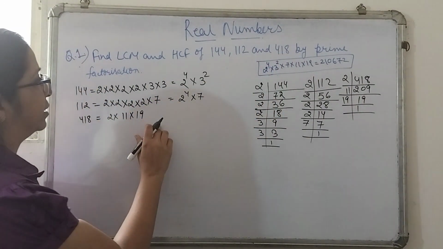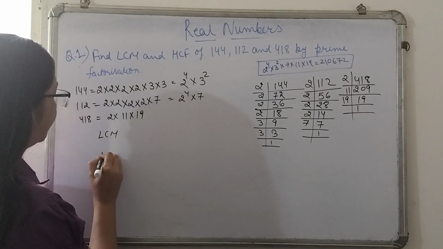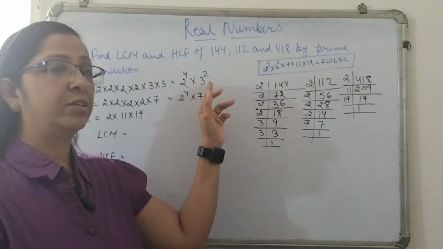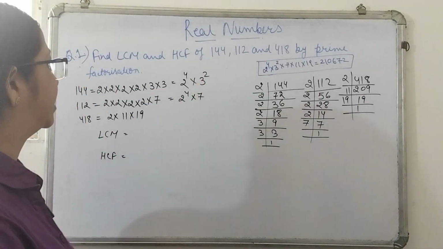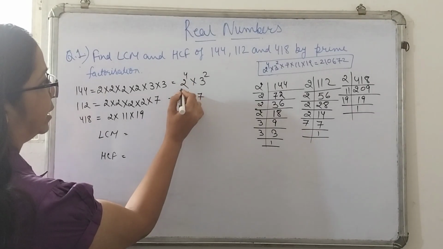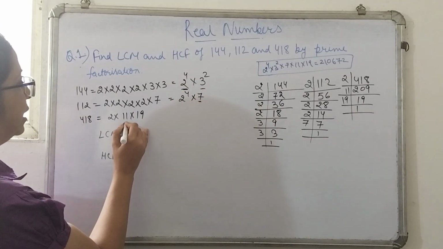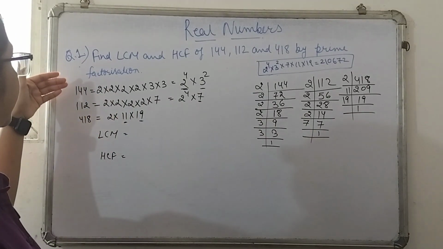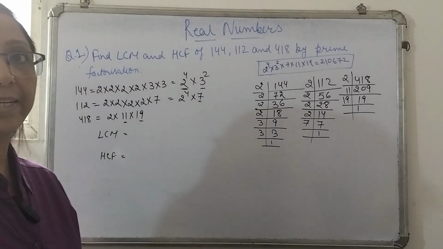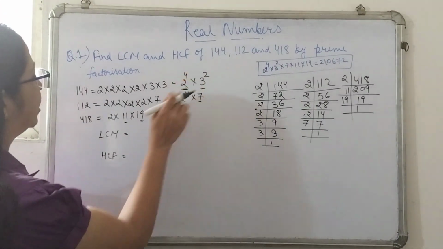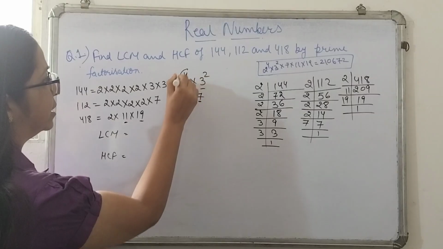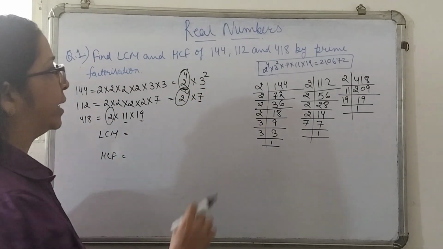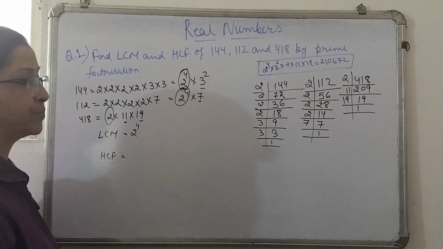Now we have to find the LCM and HCF. We know that the LCM is the product of the greatest powers of all the prime numbers available here. So what prime numbers are there? 2, 3, 7, 11, 19. These prime numbers appear in the factors of these three numbers, that is 144, 112 and 418. The highest power of 2 among these three: here 2 raised to the power 4, here 2 raised to the power 4, here 2 raised to the power 1. So the highest power is 2 raised to the power 4.